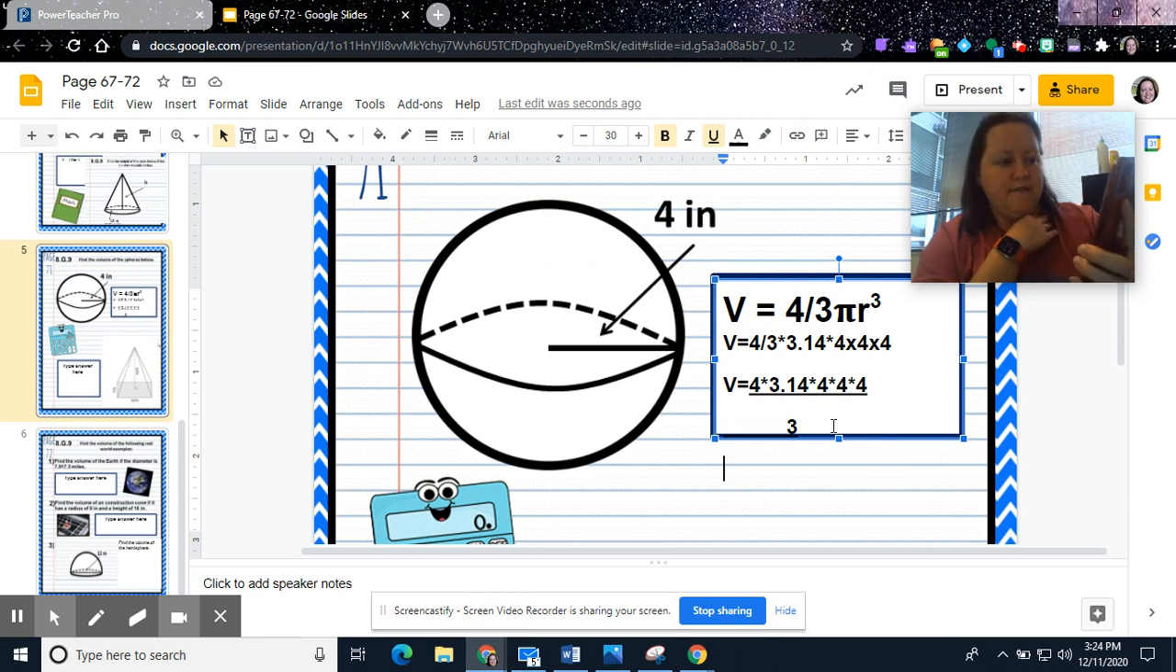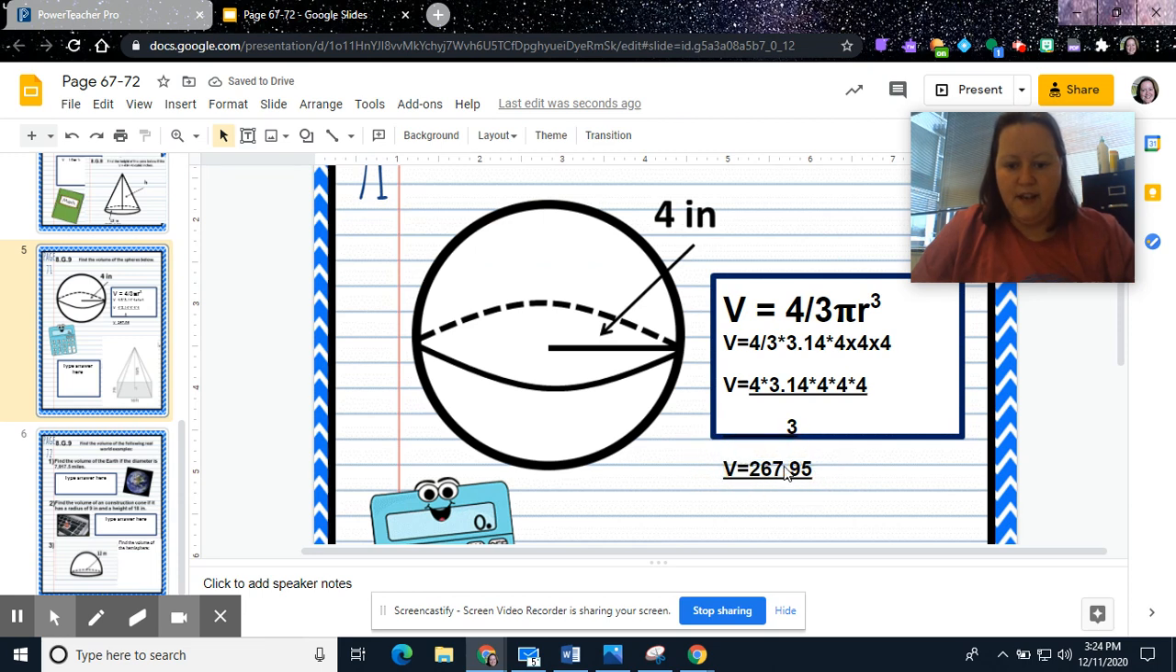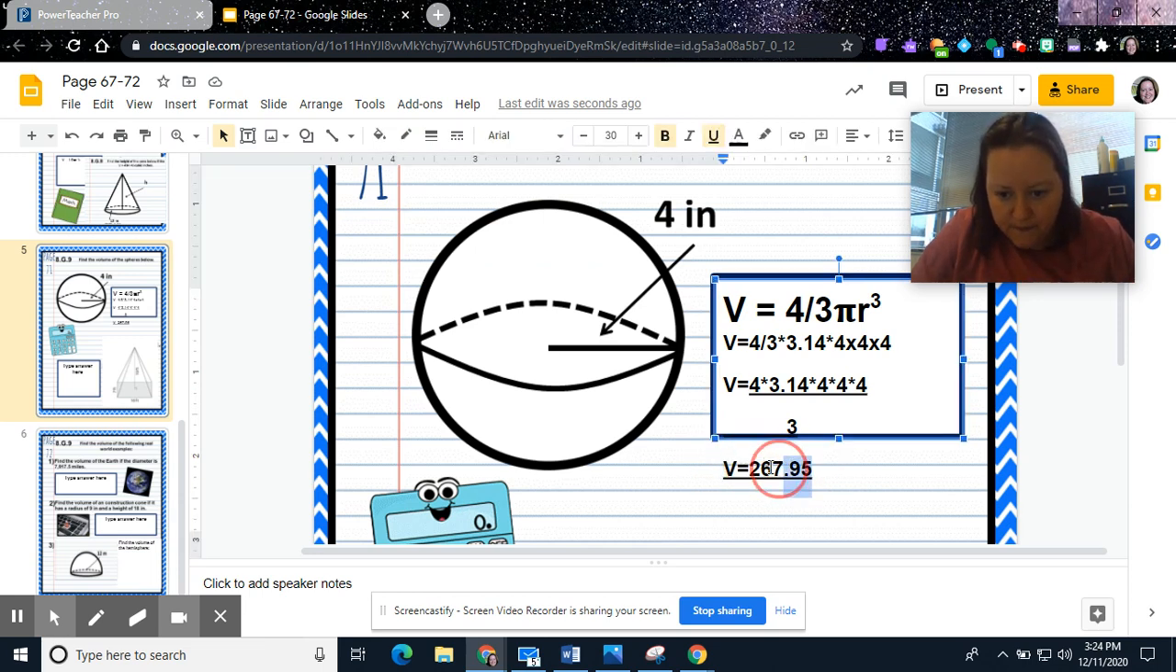You get 267.95 because you're going to round it. So V equals 267.95. And that is how you do it. And then you will label your answer. It is in volume, and so it's going to be inches cubed.